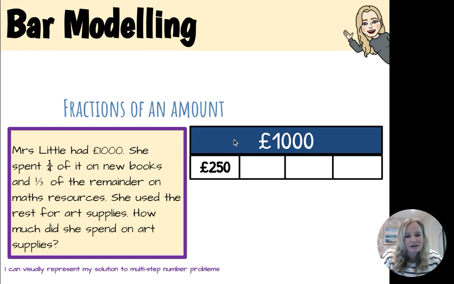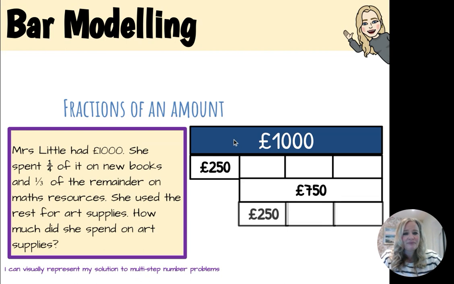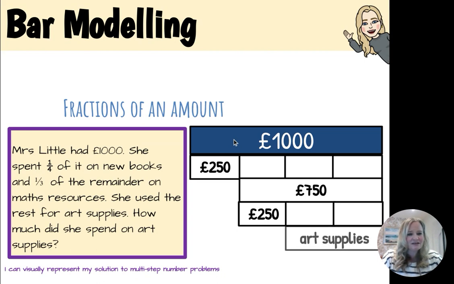I want to spend a third of the remainder. So the remainder is 750. It's the three other 250s. 3/4 that's left. I'm going to spend a third of that remainder on maths resources. So that means I'm going to spend 250 because the 750 split into thirds is 250. The rest is for art supplies, which I can clearly see there. I can pop it in, and when I put my other 2/3 in as 250 and 250, that gives me £500 to spend on art supplies.